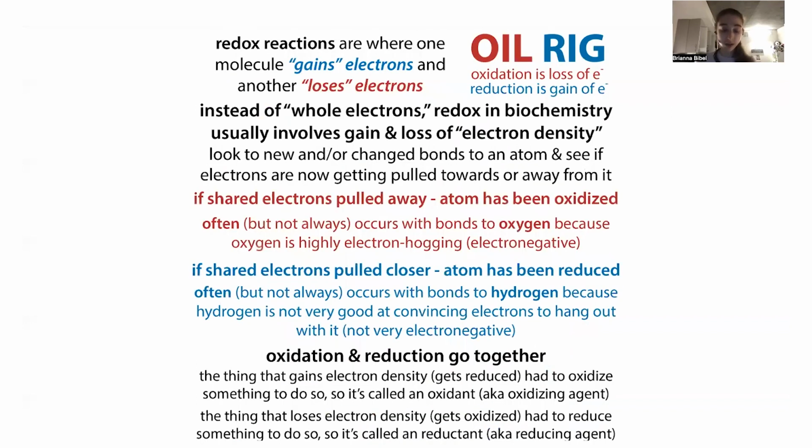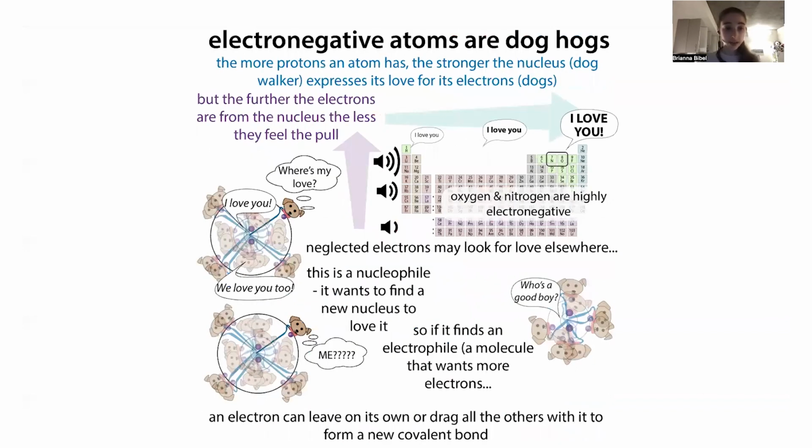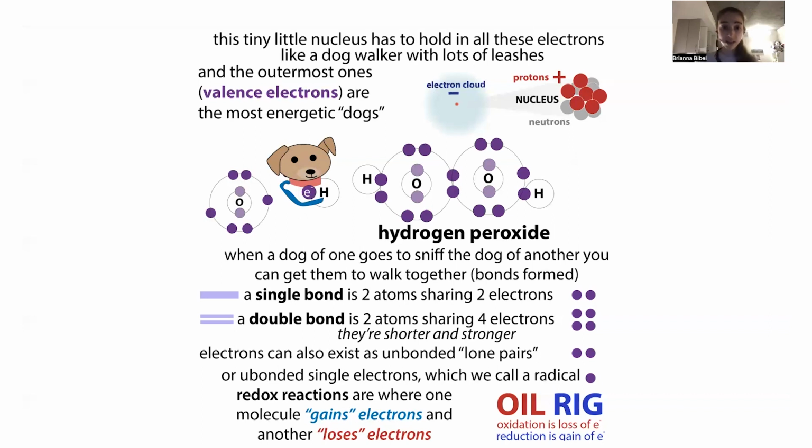This gets to the concept of electronegativity, and this is why we're going to see how we can have oxidation and reduction reactions occur even if we're not seeing actual, full electrons changing hands. So electronegativity is basically how hoggy an atom is on the electrons that it's sharing or the electrons that it holds. And so when I think about electronegativity, I like to think in terms of dog walkers.